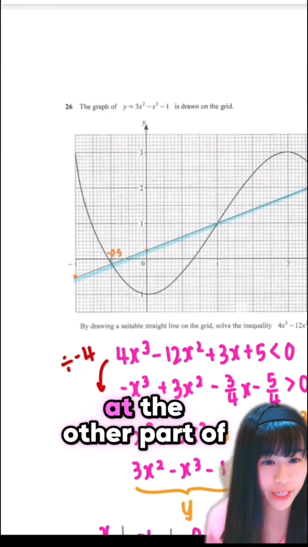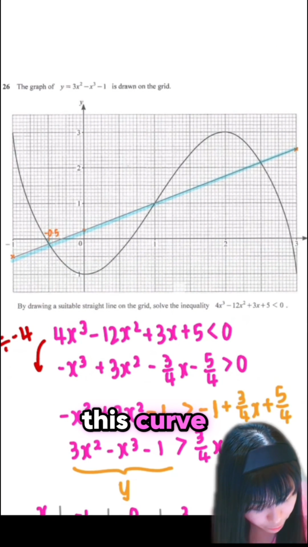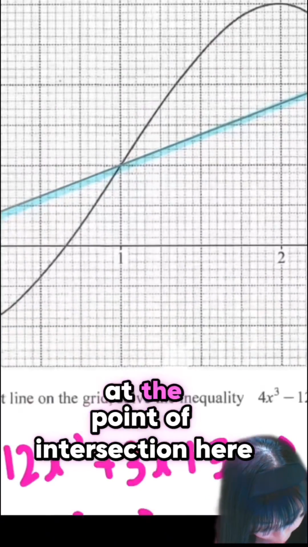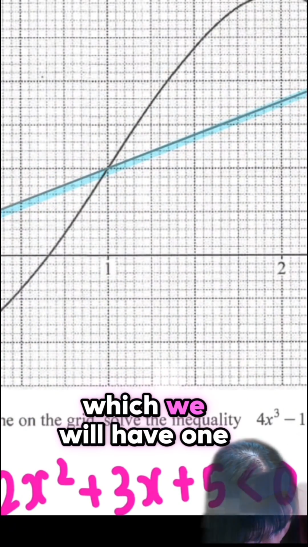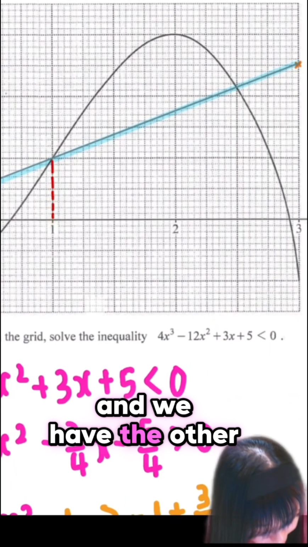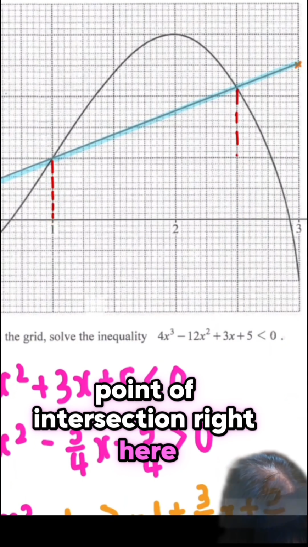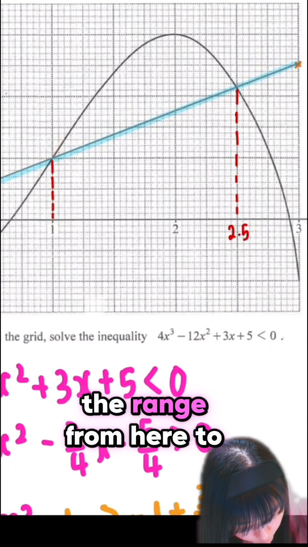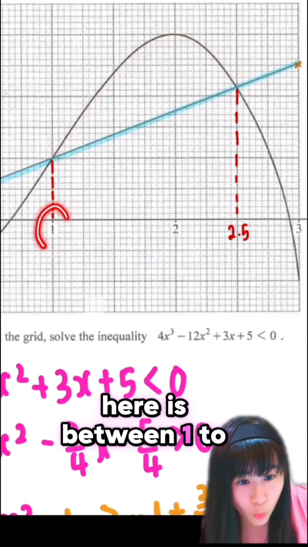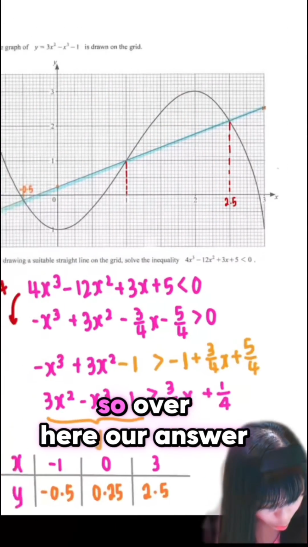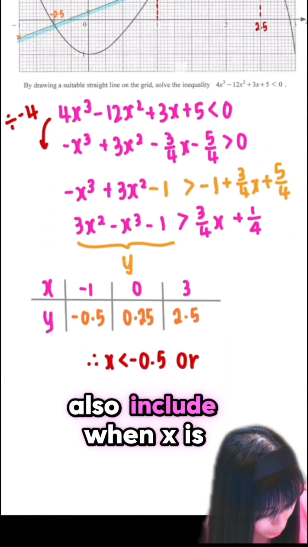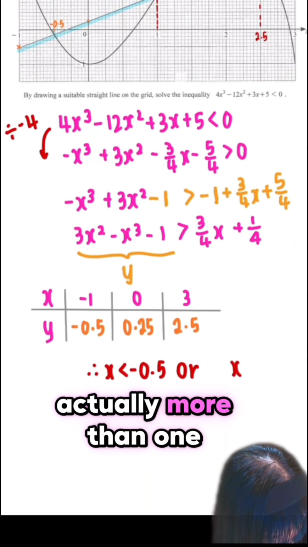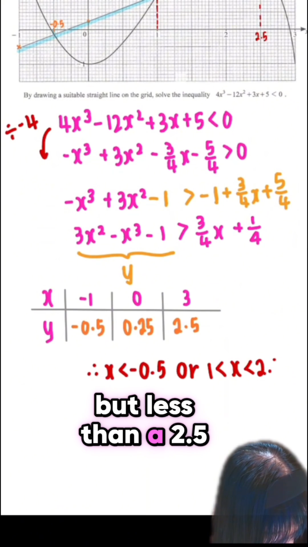We also have to look at the other part of this curve, whereby it's higher than the line is here, right? So I'm going to look at the point of intersection here, which we will have 1, and we have the other point of intersection right here, which is a 2.5. Now, if we want the range from here to here is between 1 to a 2.5. So over here, our answer also include when x is actually more than 1 but less than a 2.5.